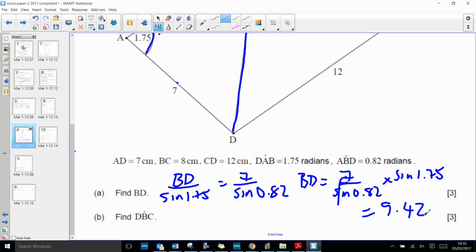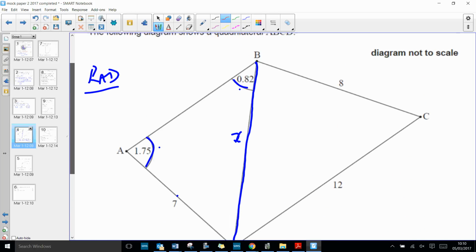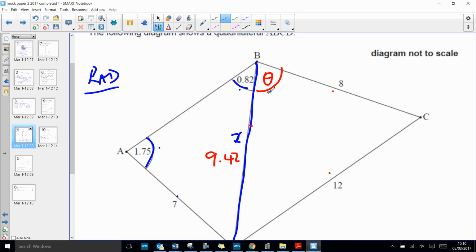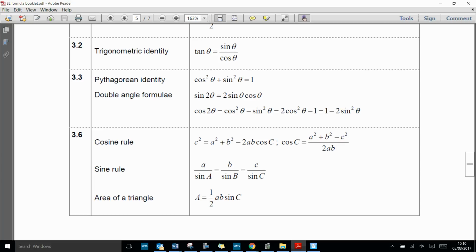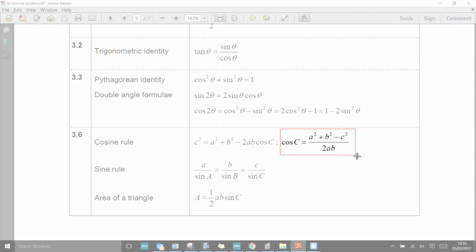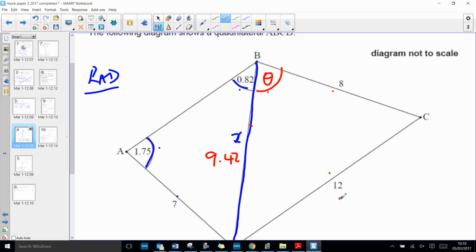Okay, find angle DBC. So we're trying to find this angle here. Because we know this is 9.42, we now have 3 side lengths and 1 angle for this triangle, so we'll be using the cosine rule. You're given this version. We're trying to find an angle, so this is the one that we're interested in.